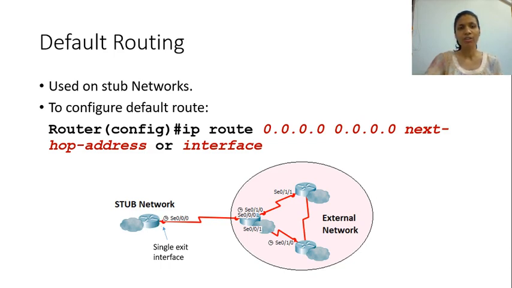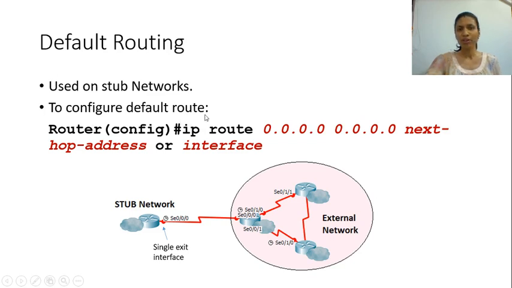And you can configure default routing only on a stub network, because in case of default routing, you basically tell the router that in order to go to any network, go via this route. So that is what is there in this configuration command.